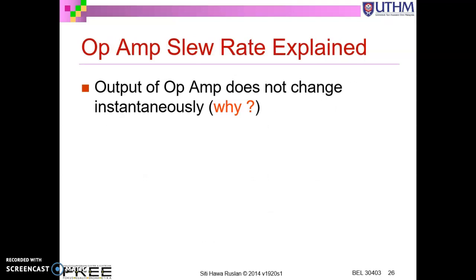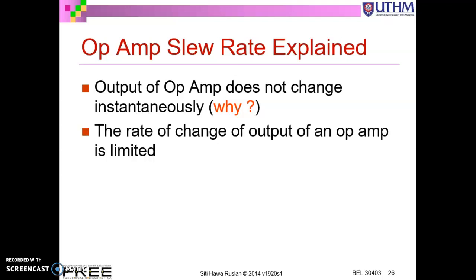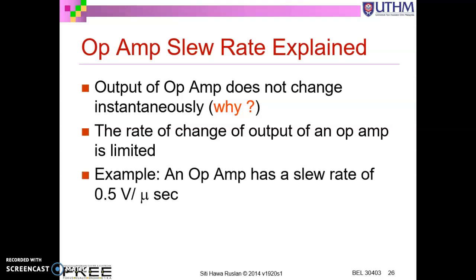And another characteristic of op-amp is the slew rate. The output of op-amp does not change instantaneously because, as I've shown previously, op-amp is actually a multi-stage amplifier. This means that when you have an input signal, it has to propagate through several stages of amplifier before you get the output. So the rate of change of the output is limited.